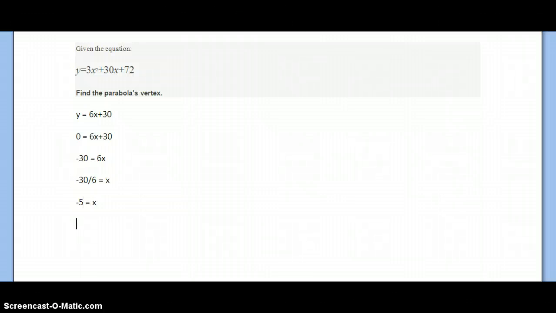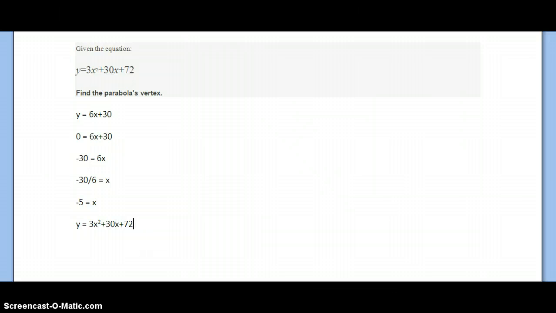So that is our x coordinate, and we can write it right here. It will be minus 5 is x. So now we want to find y. What we want to do is plug it back into the original equation. So y equals 3x, then you want to put it on the top, squared, and then plus 30x plus 72. So we're ending up with this equation.